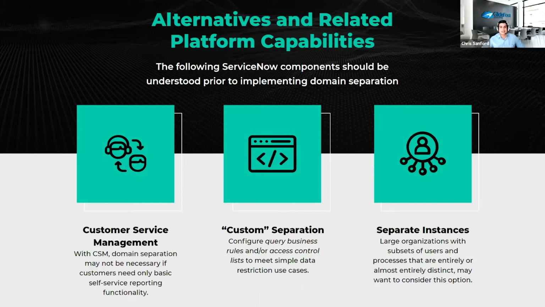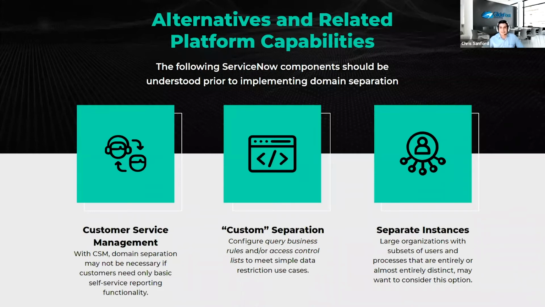Domain separation is not the only way to restrict access to data in a ServiceNow instance. If you have any development experience in the platform, you're likely familiar with both query business rules and access control lists, or ACL. Similar to how domain separation works by filtering database queries before they are applied, query business rules give you the control to do this using the Glide record API and server-side JavaScript code. When you have use cases that only require restricting access to a small set of database tables, developing custom query business rules may be the perfect solution.